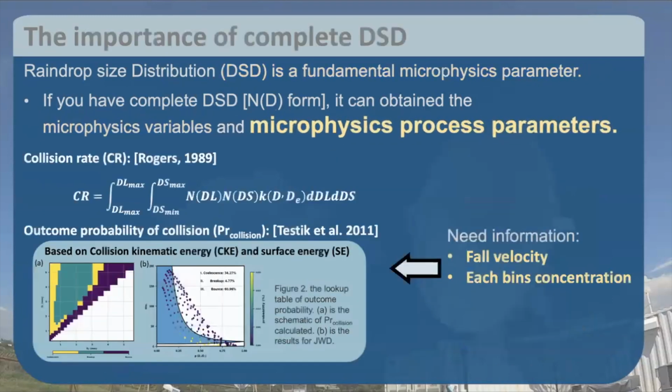So if we want to calculate the microphysics process parameters, we will need the completed DSD observed by the ground-based disdrometer. Because if we want to calculate, like, the collision rate or the outcome probability of a collision, we need more information such as the fall velocity of the mean diameter and also the different number concentration of the different diameters of a raindrop.